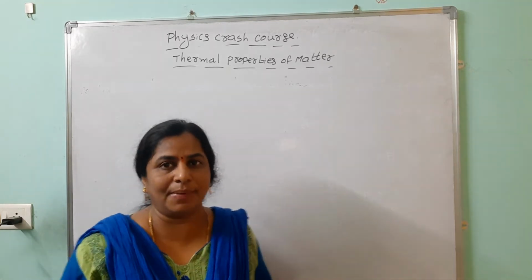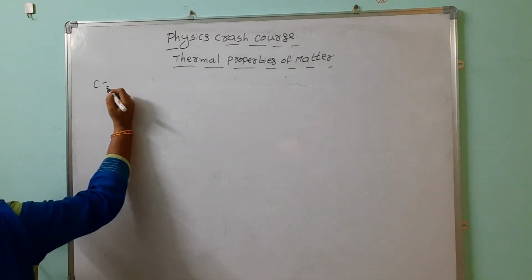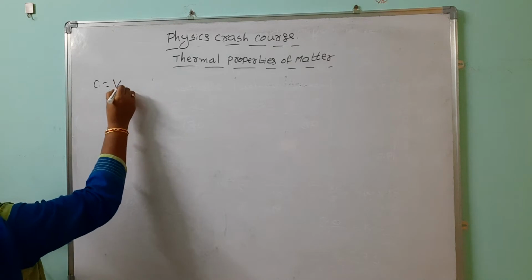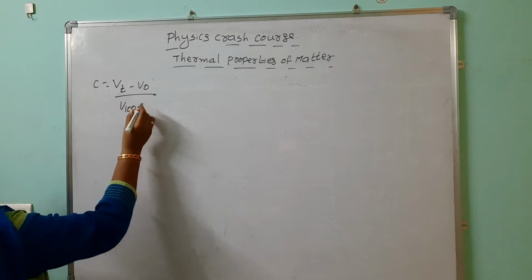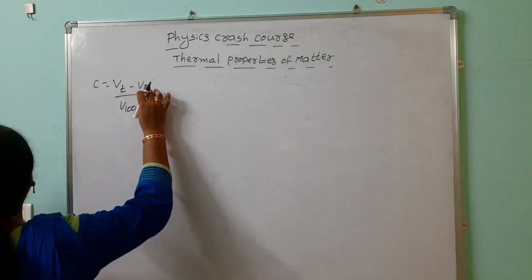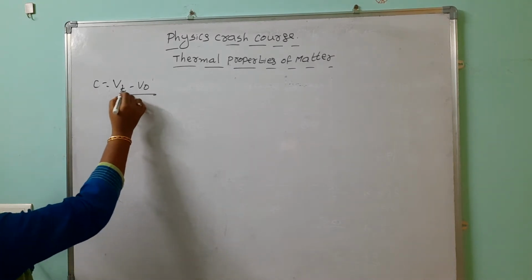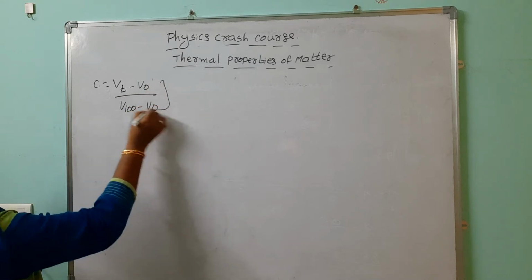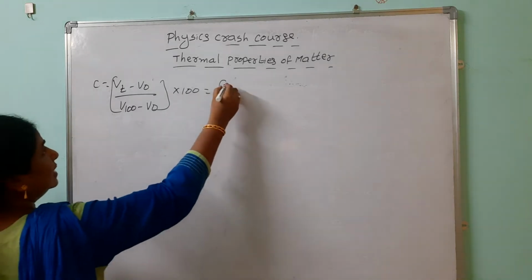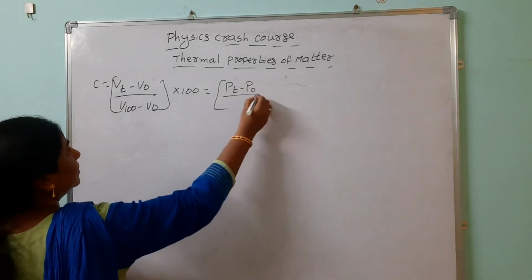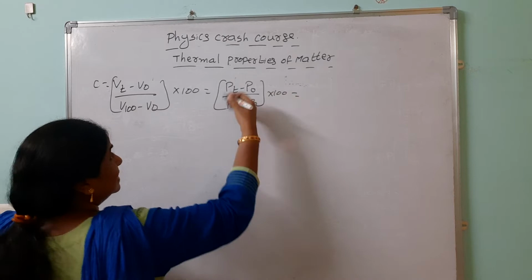For all these, the basic formula is, look here: C equals, for a volume thermometer where pressure is constant, Vt minus V0 by V100 minus V0, into 100. Vt is the volume at t degrees centigrade, V0 at 0 degrees centigrade, and V100 at 100 degrees centigrade. Same thing in terms of pressure, where volume is constant: Pt minus P0 by P100 minus P0, into 100. This is in terms of pressure.